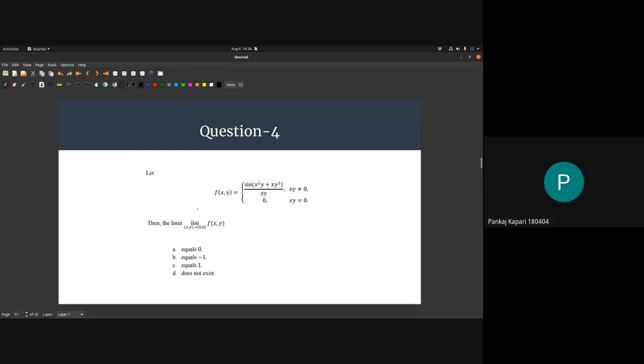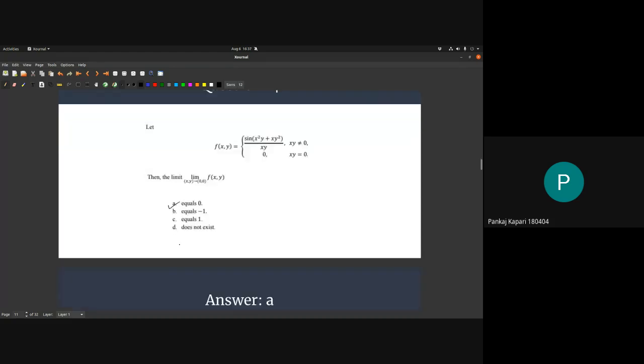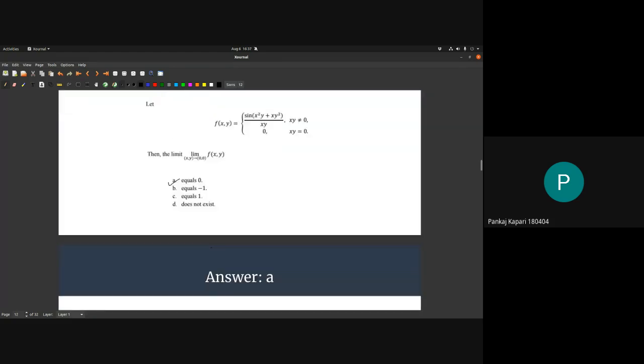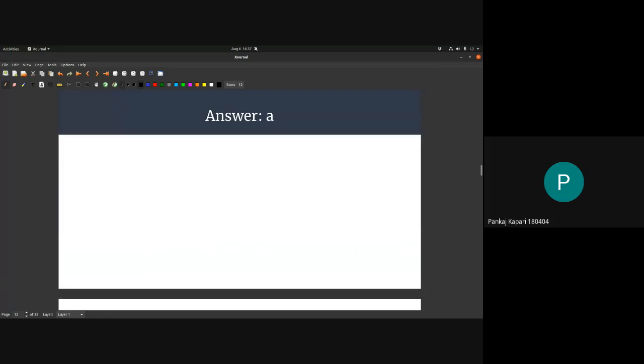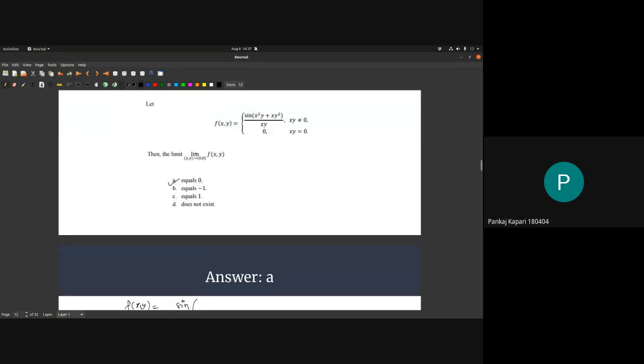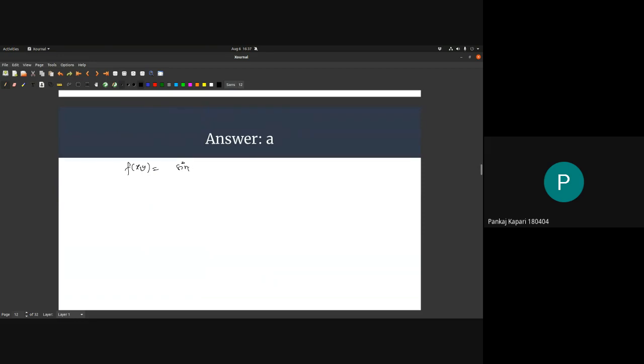Okay. So what we'll do, we will prove that the limit exists and this limit is equal to, the correct answer is A, this limit is equal to 0. Okay. Let me write what is the function. So the function is f(x,y) equal to sine of (x squared y plus x y squared) divided by xy.